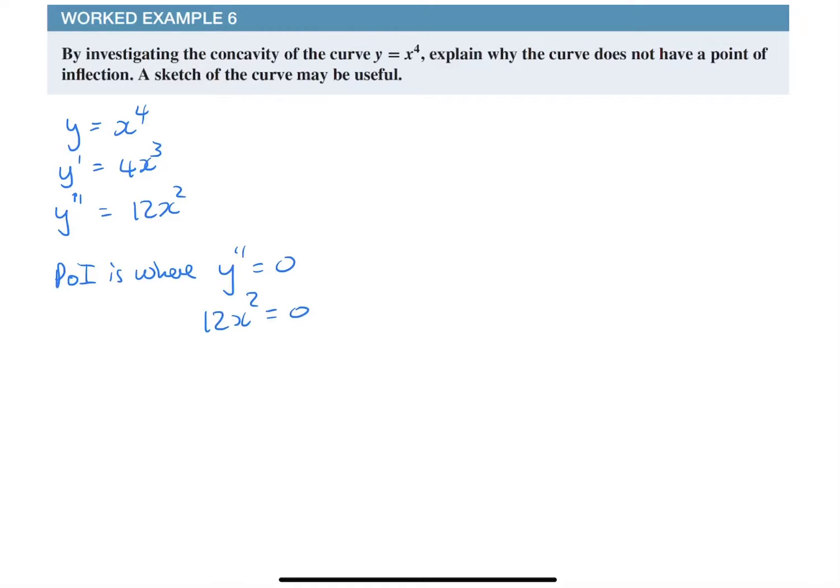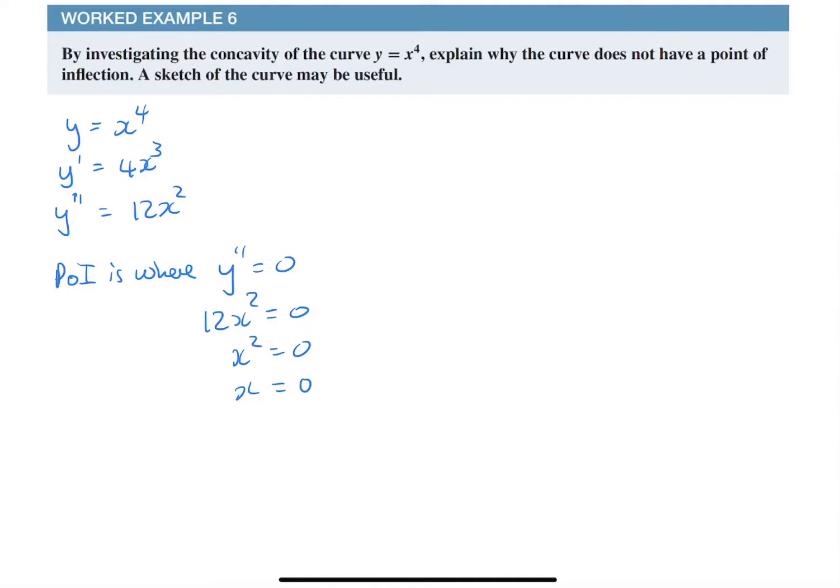So I'm going to say if y equals x to the power 4, the first derivative equals 4x cubed, and the second derivative equals 12x squared. Now, a point of inflection is where the second derivative equals 0. So that is where 12x squared equals 0. Divide by 12 on both sides, so x squared equals 0, therefore x equals 0.